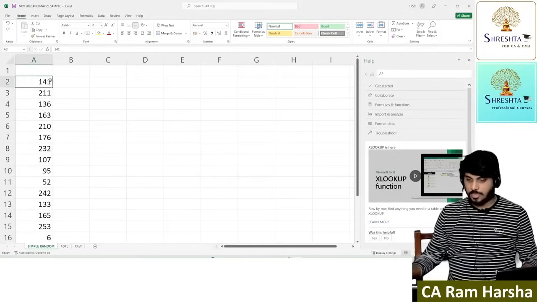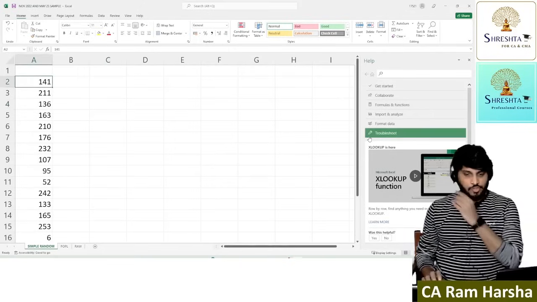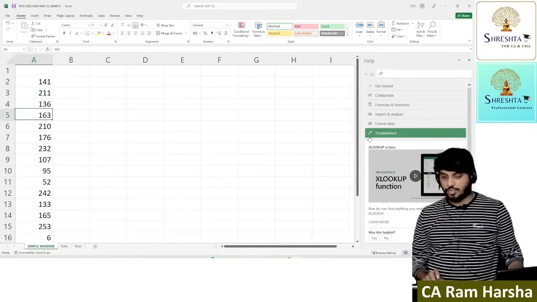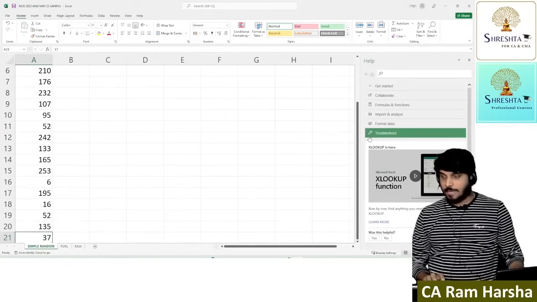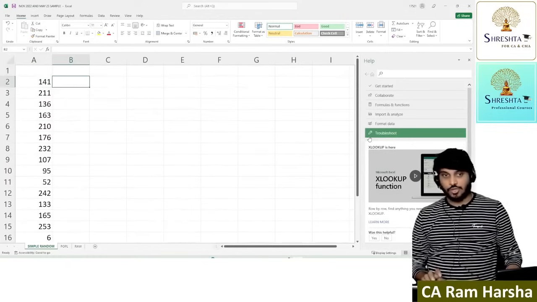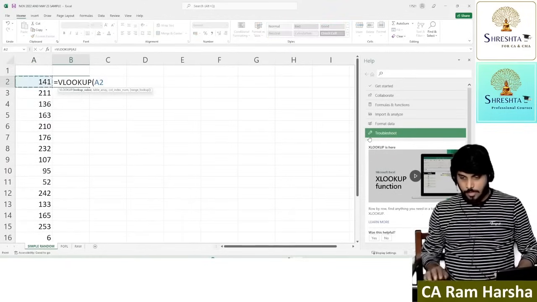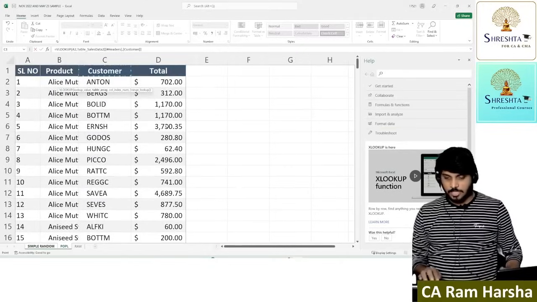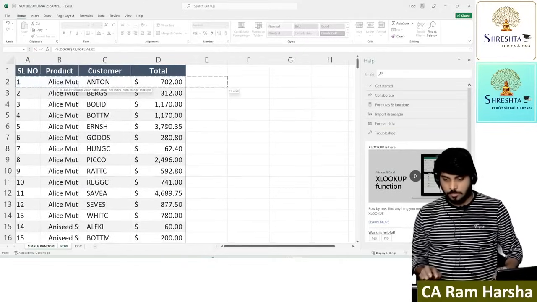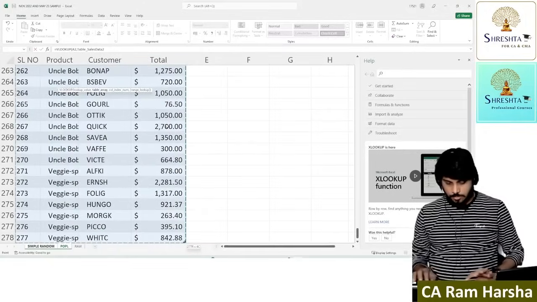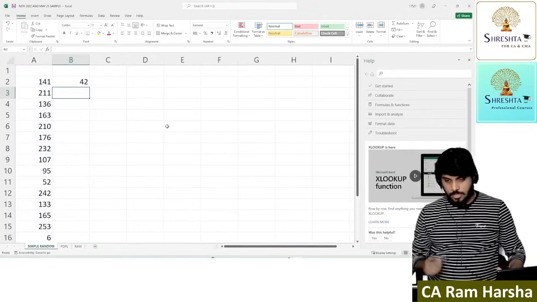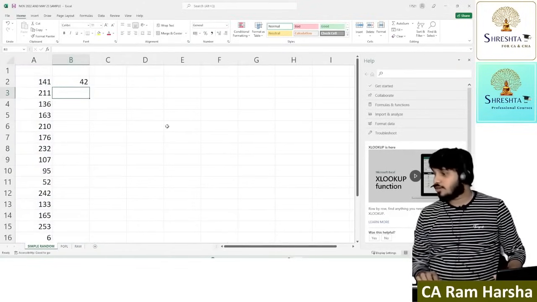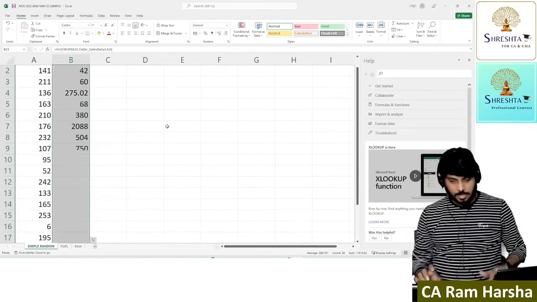141 voucher, 211 voucher, 136 voucher, 163 voucher, likewise up to 37. Understood or not? Now, this voucher value, how much will I check? So what is the 141 voucher value? 42. Getting it? Likewise, I'll apply.